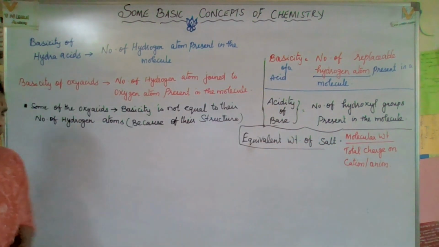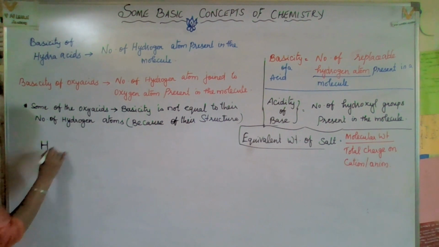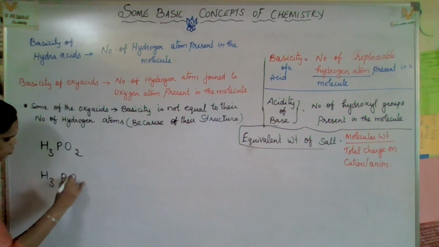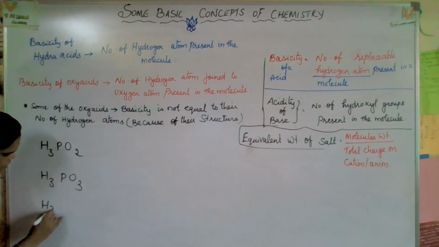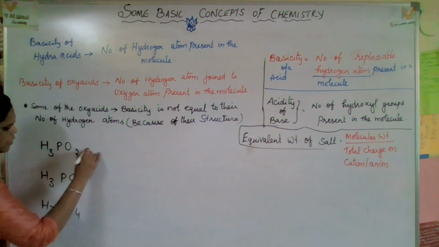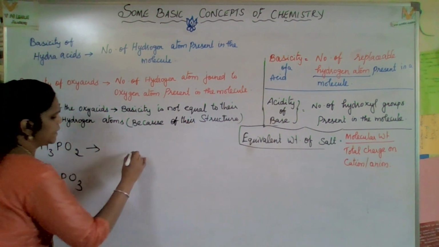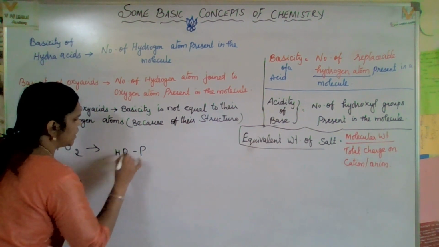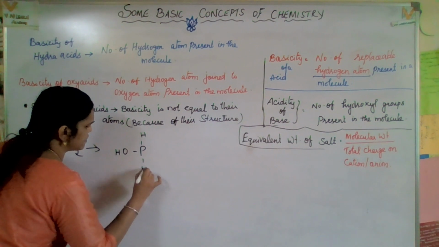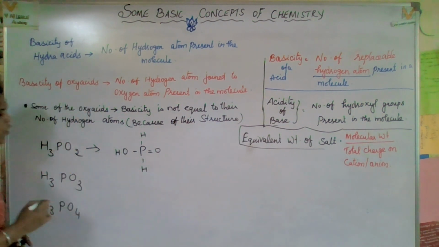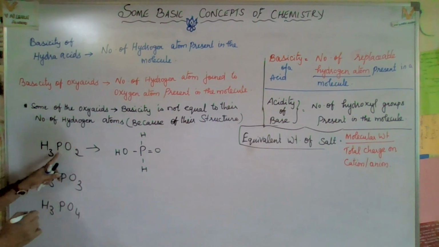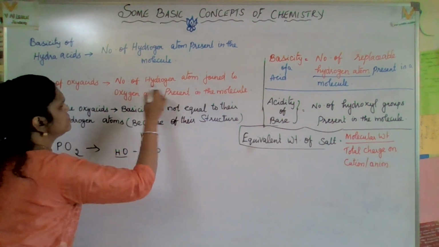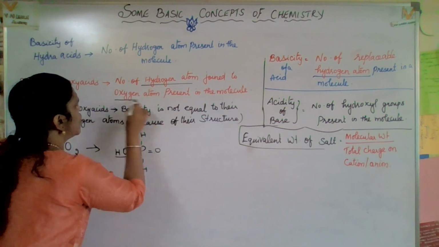Yes, let us check. Now here H3PO2, H3PO3 and H3PO4. Now H3PO2, let us check the structure. Here phosphorus, here OH, and here hydrogen, here double bond O. Okay, now H3PO2. How many OH groups, hydrogen atoms joined to the oxygen atom?